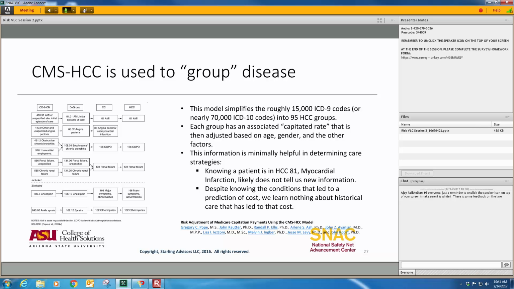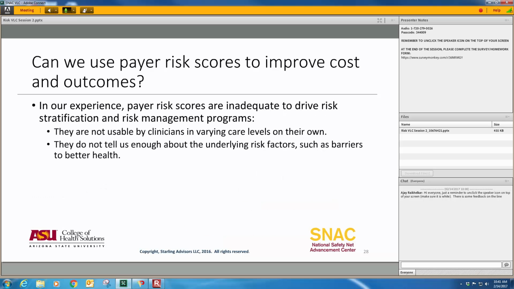So we don't learn anything about whether the patient has been receiving appropriate care, whether they're followed by the right specialists, whether they're using the right medications, or whether they've had various surgeries. So not particularly helpful information for us. Incredibly valuable for CMS because they can predict their costs, but not very useful for us as providers. So can we use payer risk scores to improve costs and outcomes? It is our finding that they are generally inadequate to drive risk stratification and risk management programs.